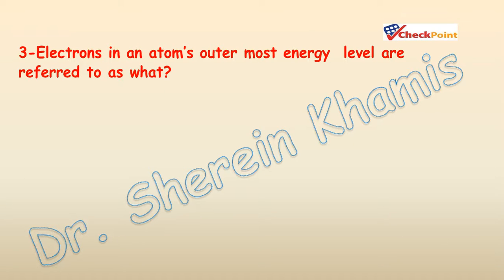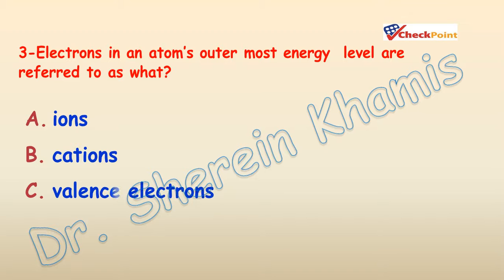Okay, question number 3. Electrons in an atom's outermost energy level are referred to as what? Ions, cations, valence electrons, or noble gas electrons. Okay, I think it's also a very important question. I gave you the newest question for this lesson, especially this lesson.